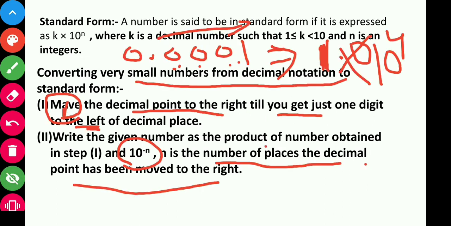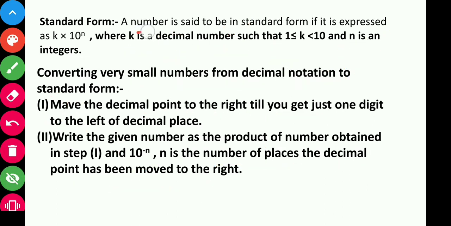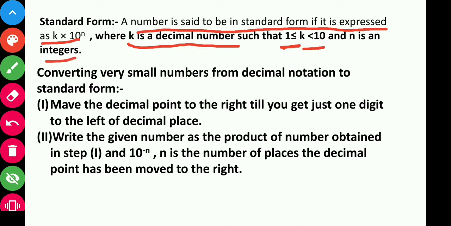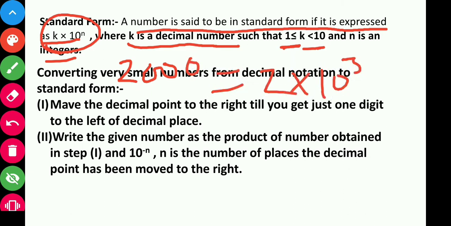So what is standard form? A number is said to be in standard form if it is expressed as k into 10 to the power n, where k is a number such that k is greater than or equal to 1 but less than 10, and n is any integer. So any number which can be expressed as k into 10 to the power n will be in standard form. For example, 2000 can be written as 2 into 10 to the power 3. Here this 2 is greater than or equal to 1 and less than 10, so this is expressed in standard form.